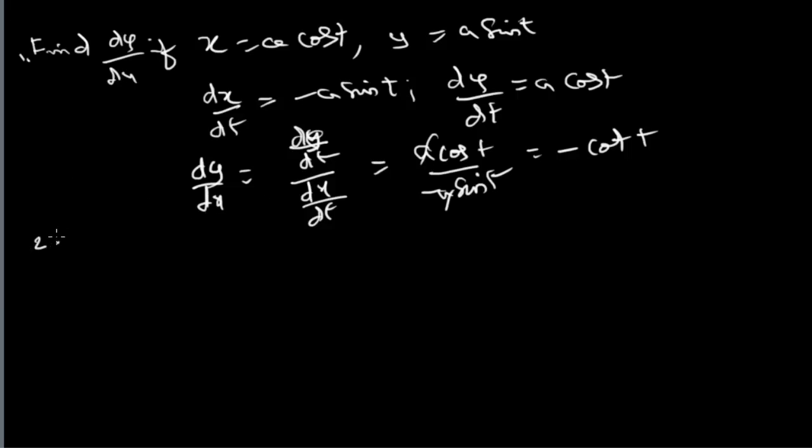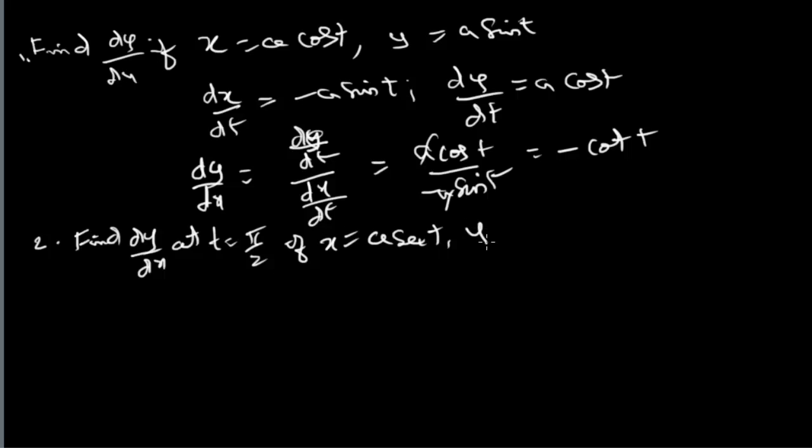Next, number 2. Find dy by dx at t is equal to pi by 2 if x is equal to a secant t, y is equal to b tan t. This represents the ellipse. So, not ellipse, it is hyperbola. X is equal to a secant t, y is equal to b tan t.